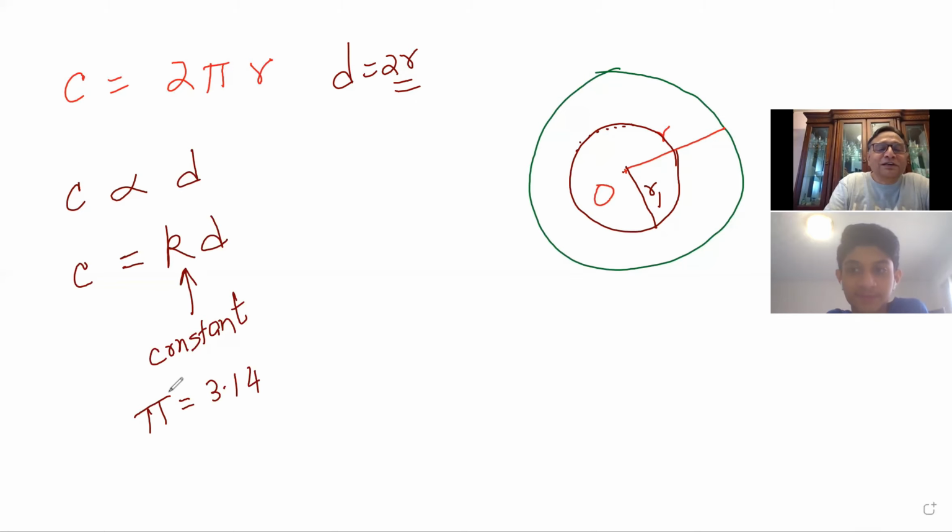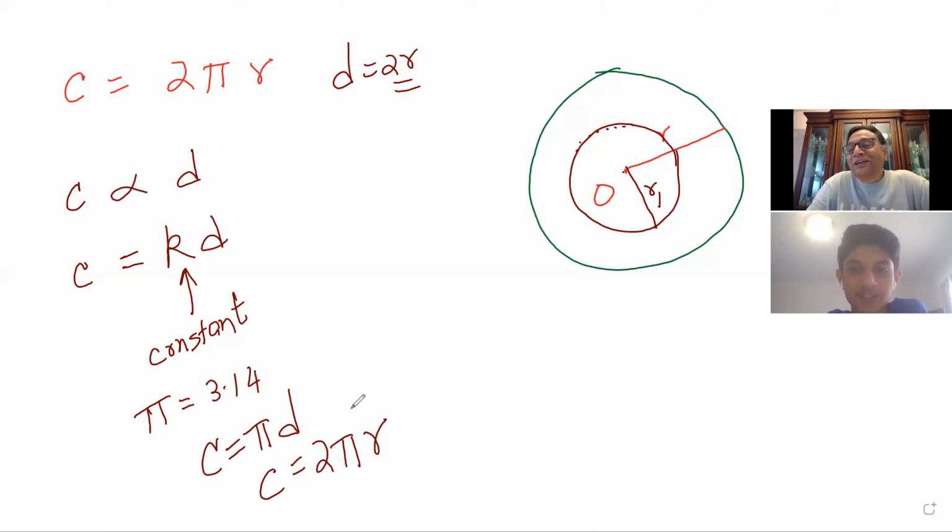So we have a formula. The circumference is pi times diameter, or we can say circumference is 2 pi r. Does it make sense to you? Yes, sir. So this circumference comes straight from pi, and pi is an irrational number. We do not know exactly what the value of pi is. Pi is an irrational number, right? You know that part?